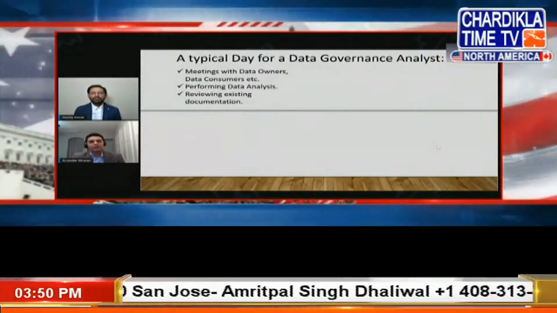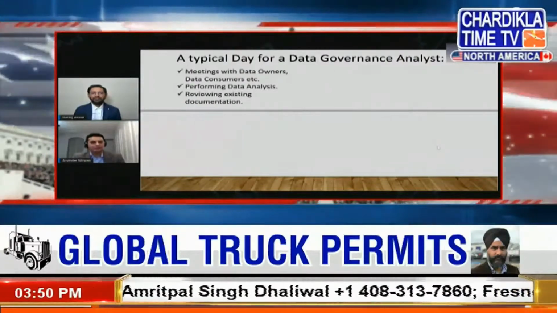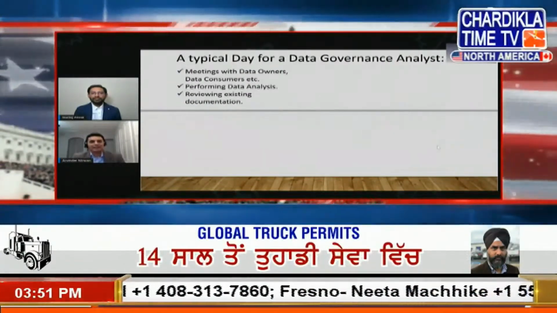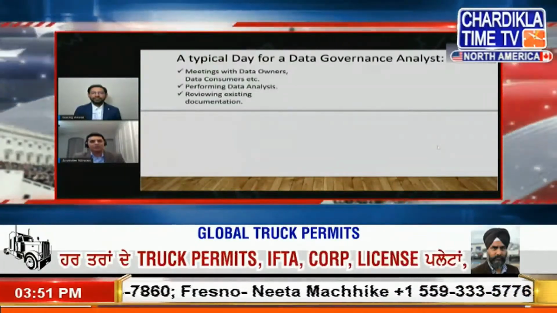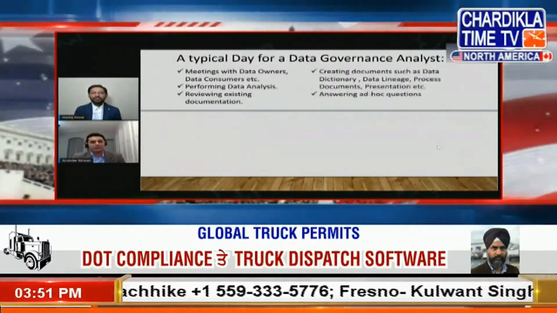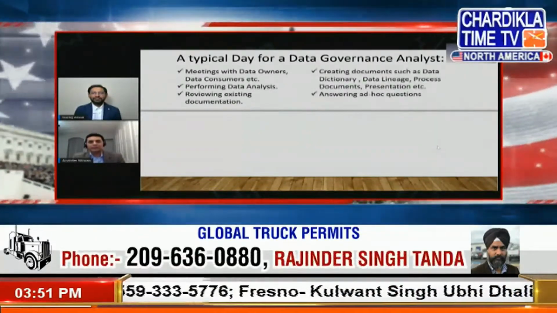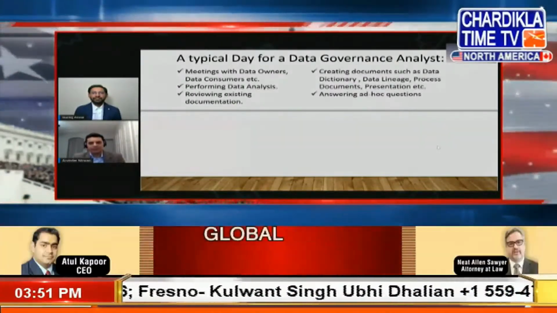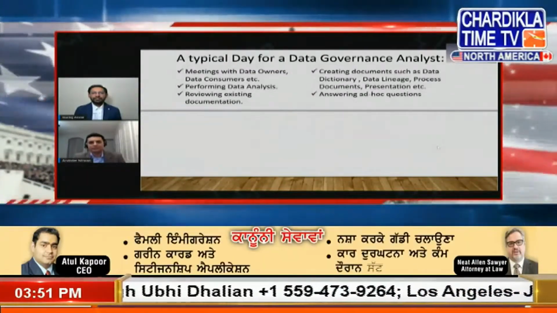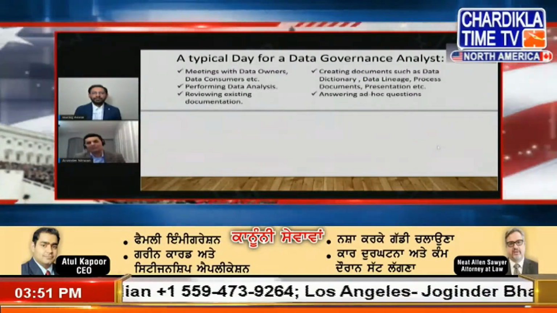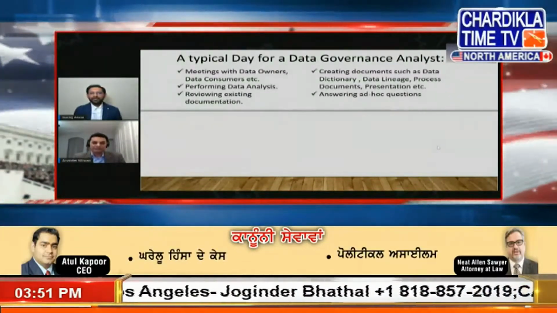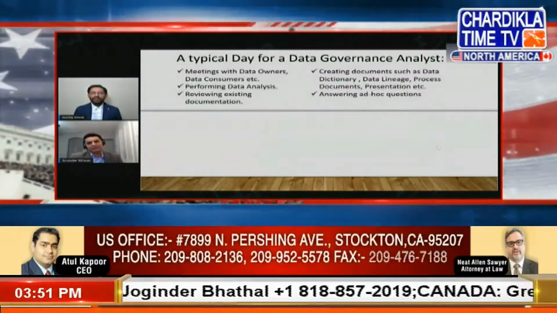It's very important for a data governance analyst to be able to access that documentation and review it so that they understand and know what the person before them knew, right? So there's a whole lot of reviewing the documentation to understand the data flow, for example. And then we'd already talked about creating data dictionary, data lineage. Then we create process documents as well, presentations, and answering ad hoc questions, just what we saw in the previous slide, right? And yeah, that's pretty much a typical day of a data governance analyst.